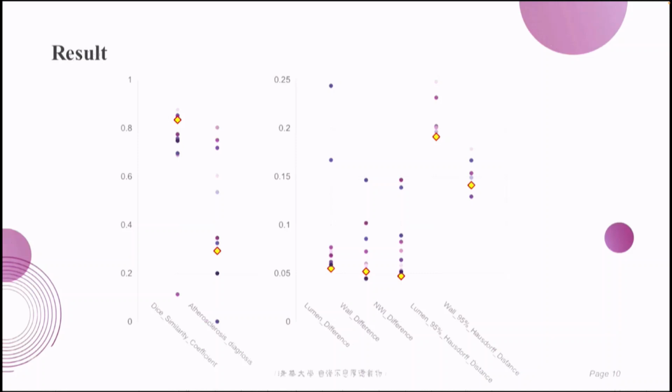For the volume differences, normalized wall index differences, and the horizontal distance of lumen, our model achieved the best performance in the validation phase. It also performs well on other quantitative measurements.